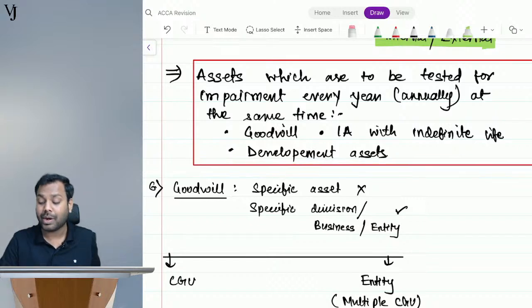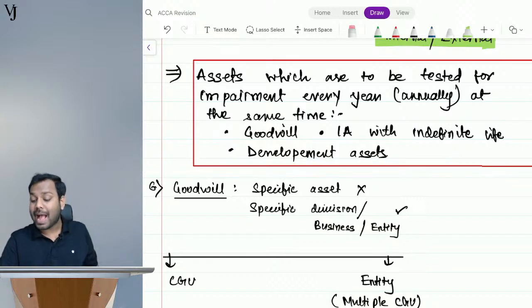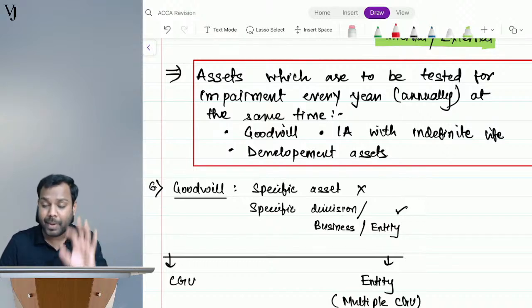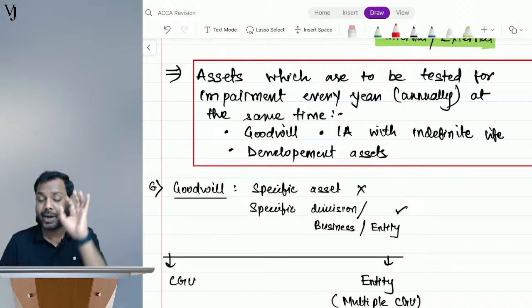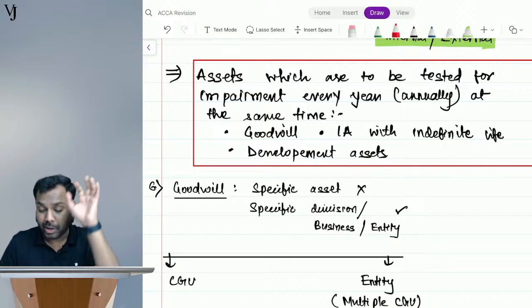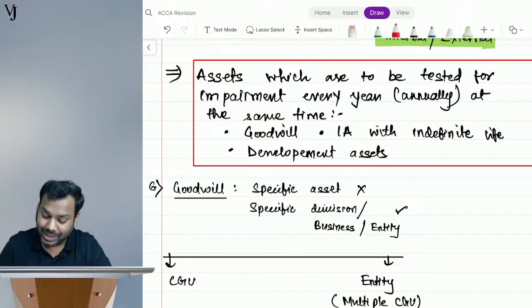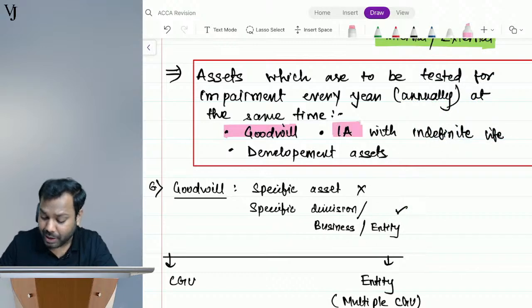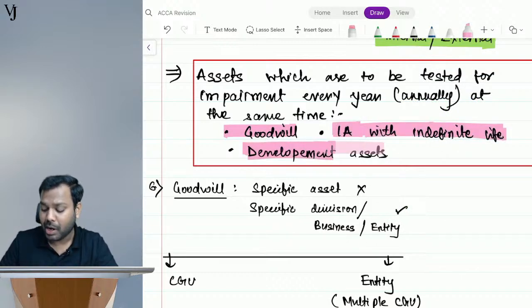I have to test it for impairment annually. It's an annual exercise. Generally, impairment is not an annual exercise. Understand, guys? Generally, the assets are tested for impairment only when there are impairment indicators. But for these three assets, I will test the asset for impairment every year, irrespective of whether the impairment indicators are triggered or not.